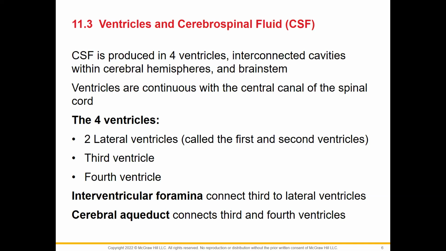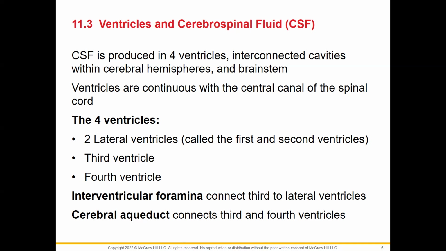Ventricles and cerebrospinal fluid. So cerebrospinal fluid is produced in these four cavities called ventricles. These ventricles are connected to one another within the cerebrum and the brainstem. So four cavities, four spaces. The ventricles are four spaces that are connected to one another inside of the cerebrum and the brain stem. The ventricles are then connected to the central canal of the spinal cord.